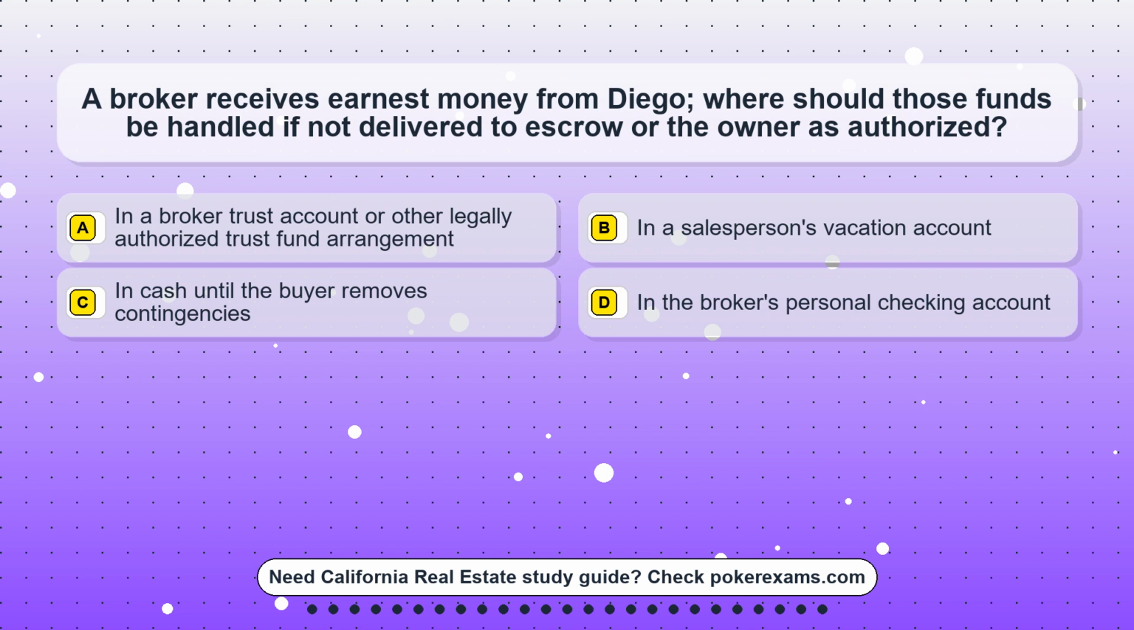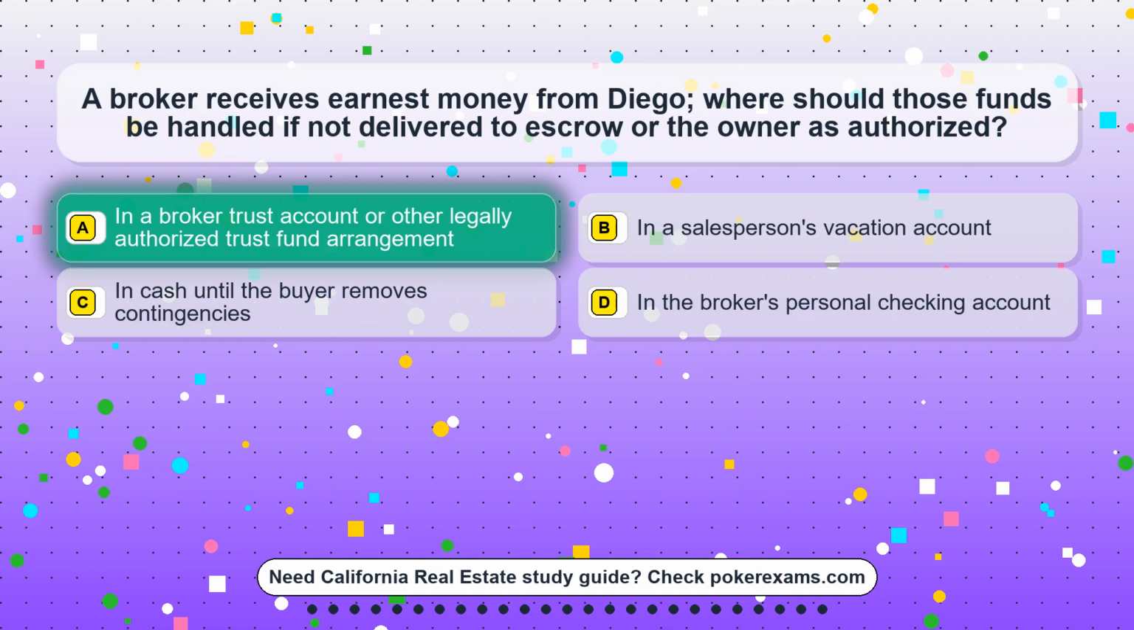Question 10. A broker receives earnest money from Diego. Where should those funds be handled if not delivered to escrow or the owner is authorized? Option A. In a broker trust account or other legally authorized trust fund arrangement. Option B. In a salesperson's vacation account. Option C. In cash until the buyer removes contingencies. Option D. In the broker's personal checking account.